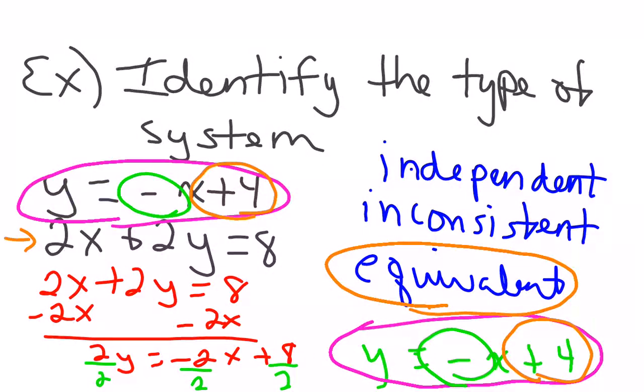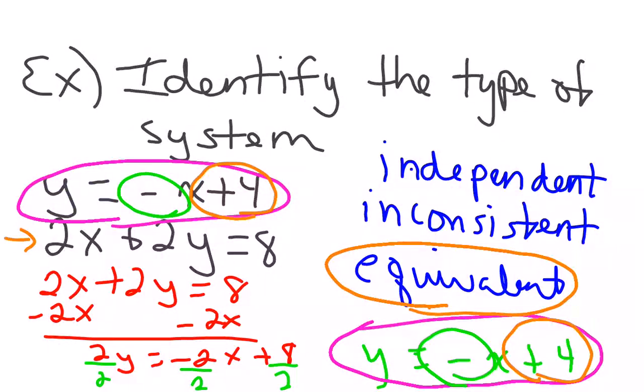Inconsistent would mean that they have the same slope. So they have the same slope, but different y-intercepts. In this case, they have the same slope, and they have the same y-intercepts. If we had the same slope and different y-intercepts, it would be inconsistent because the two lines would never cross each other. There would be no solution. They're actually parallel.